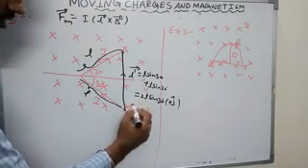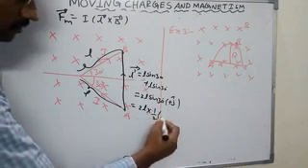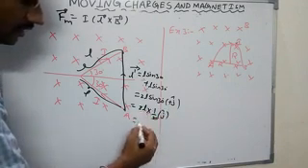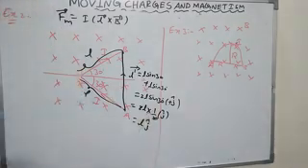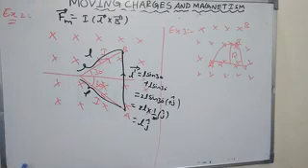Then simplify: 2L sin 30. Sin 30 is how much? 1 by 2. So 2L into 1 by 2 j cap, the 2 gets cancelled, giving L into j cap. L bar is equal to L into j cap. This is the length.